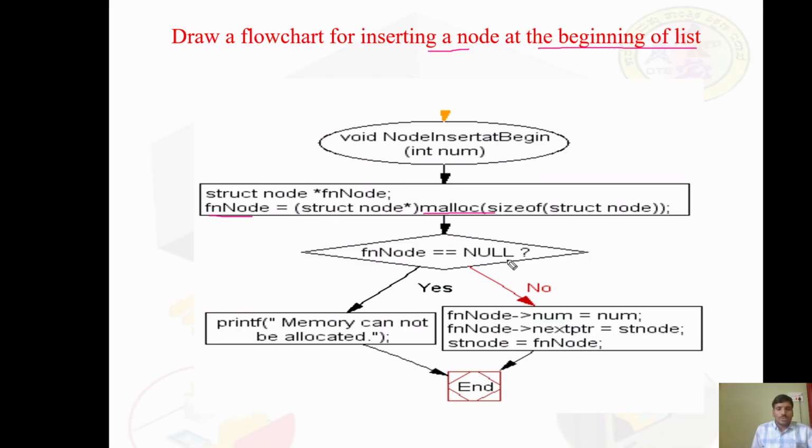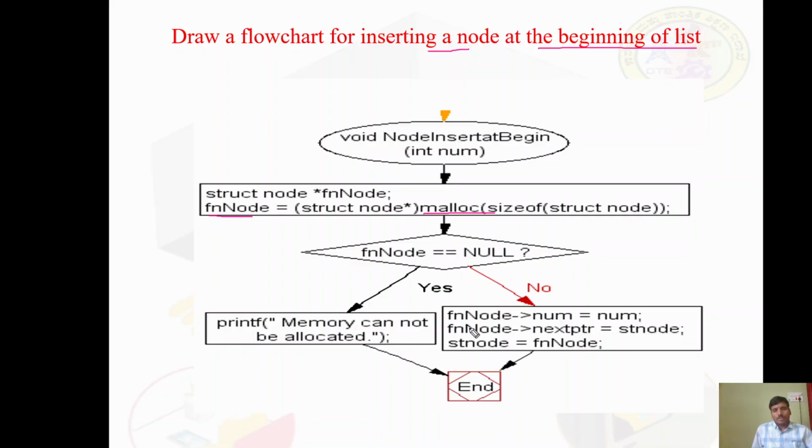If first node is equal to null, compare it. If it is not null, then first node num is equal to num and first node next pointer equal to starting node, start node equal to first node. If it is null, yes, then memory cannot be allocated. If it is equal to null, then memory cannot be allocated.